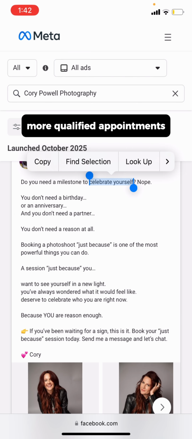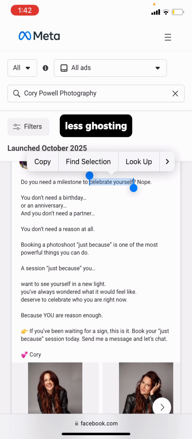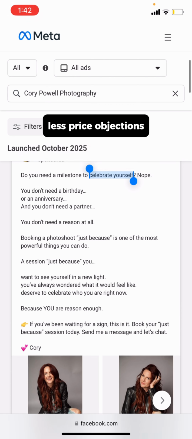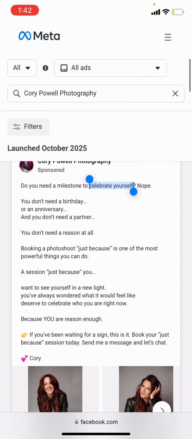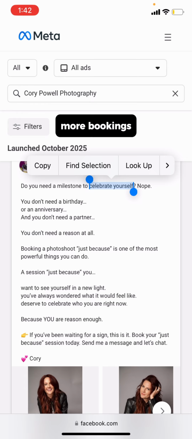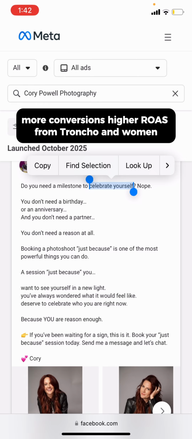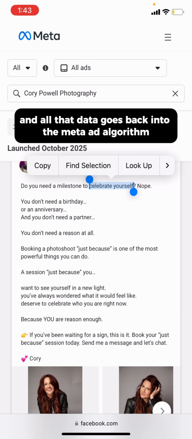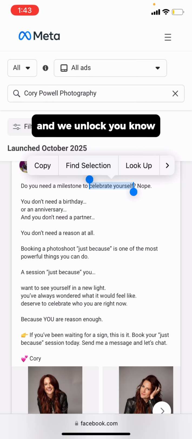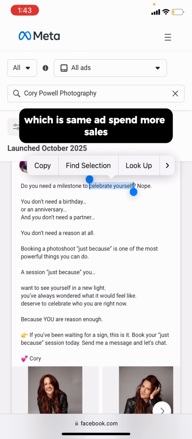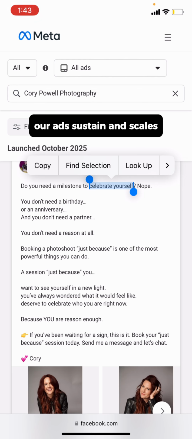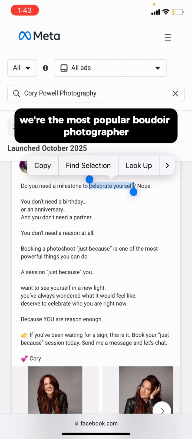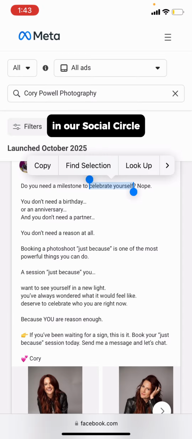So we're going to have more qualified leads, more qualified appointments, less ghosting, less price objections, fewer price hunters, resulting in more revenue, more sales, more bookings, more conversions, higher ROAS from tranche one women. And all that data goes back into the meta ad algorithm, and we unlock the higher quality meta profiles, which is same ad spend, more sales, more revenue, keeps feeding in on itself, going back in the meta ad algorithm. Our ad sustains and scales. We scale the business. We're the most popular boudoir photographer in our social circle.